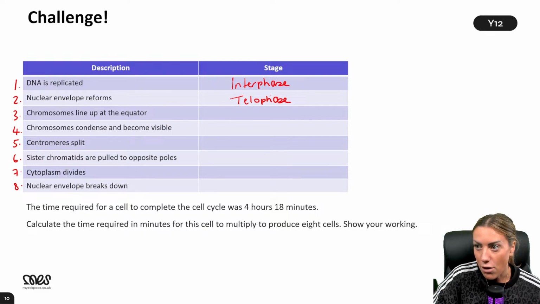Number 3, chromosomes line up at the equator, which is the middle of the cell. So that's easy. M for middle, M for metaphase. Good. Number 4, chromosomes condense and become visible.